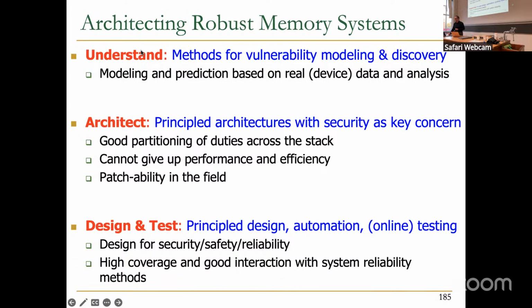But understanding is really important. Understanding means what's going on. What are the different mechanisms that lead to bit flips, for example? And we need to understand with real device testing.